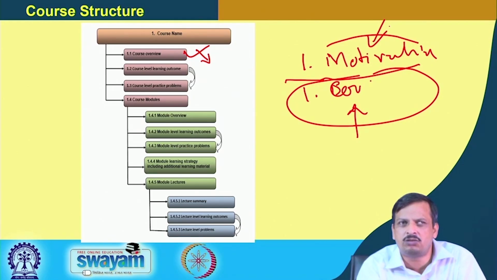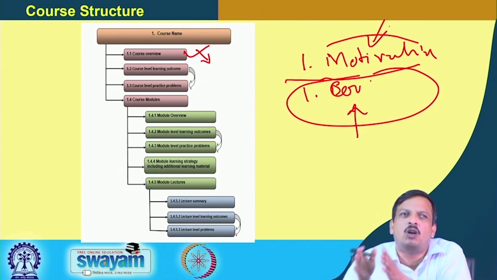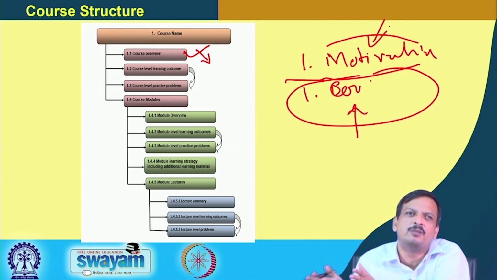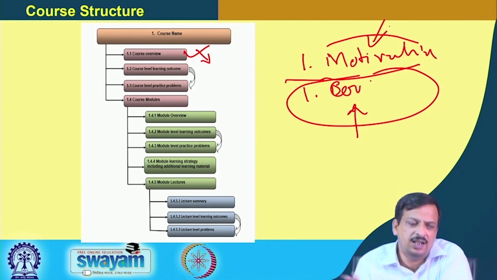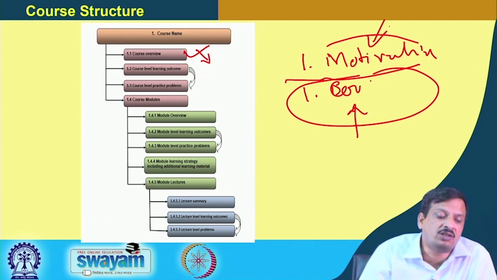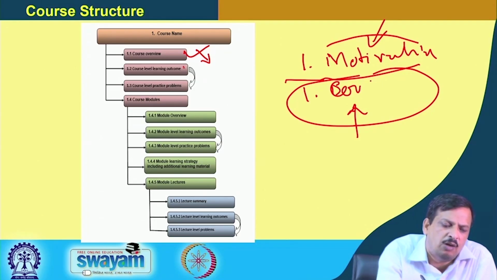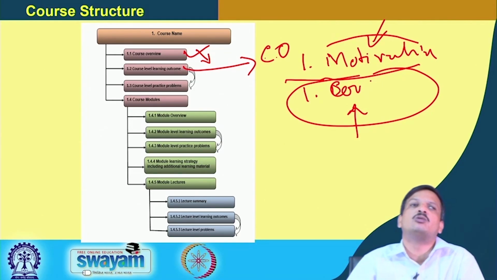Relate your course to the program, relate your course to the requirement on the societal aspect. If it is an engineering problem, relate it to the solution of an engineering problem. Then I said course level learning outcome. So you have to write down the outcome, which is called CO, course outcome.